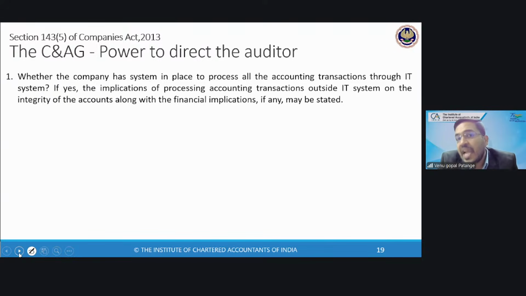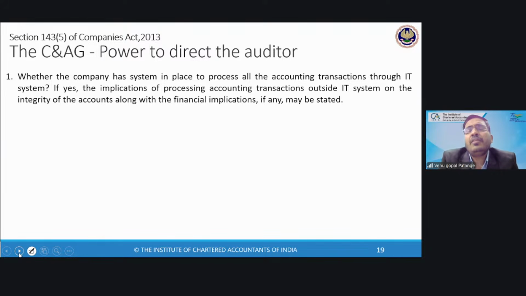Now, accounting transactions, whether they are happening within the IT system or outside it. If it happens within the IT system, we have something called an audit trail. We will know who has made it, who has changed it, who has deleted it. If it is outside the IT system, let us say you made it in Excel, then no one has control over it. C&AG is telling the chartered accountant firm to check whether the company has anything which is outside the IT system. So probably you may be the ones who are doing articleship.